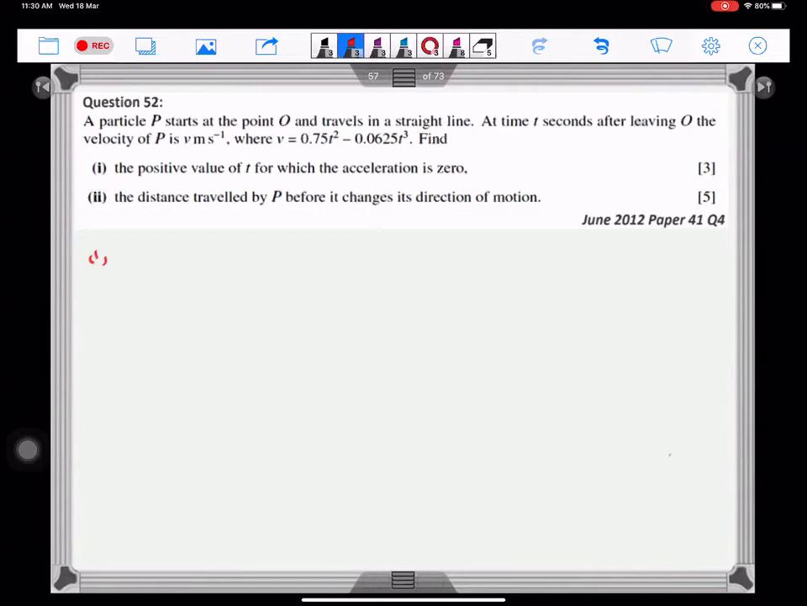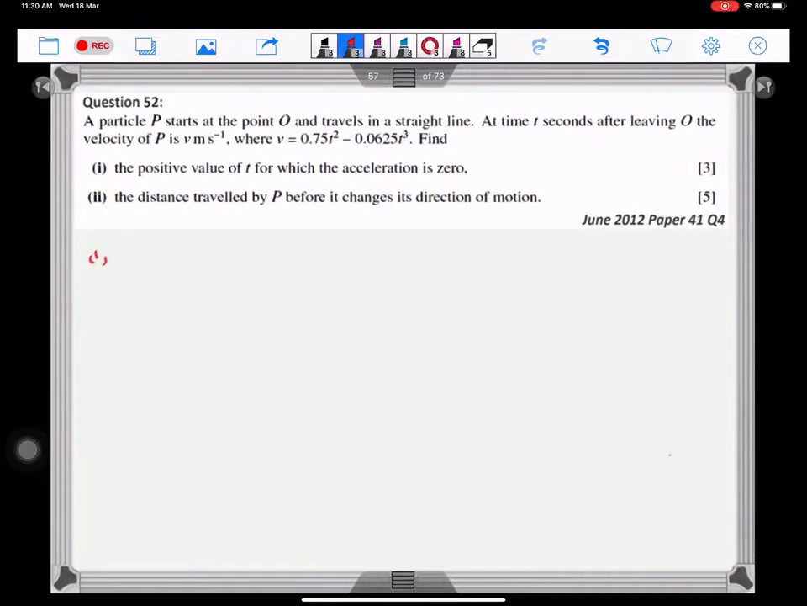And then it says V is equal to this thing, and V will also be 0, because it does not say it starts from rest, but it does say it starts. So if it starts at the point O, definitely it means it's at rest, and we can double check it. If we plug in time t equals 0 in the velocity equation, V also comes out to be 0. The positive value of t for which the acceleration is 0, straightforward.